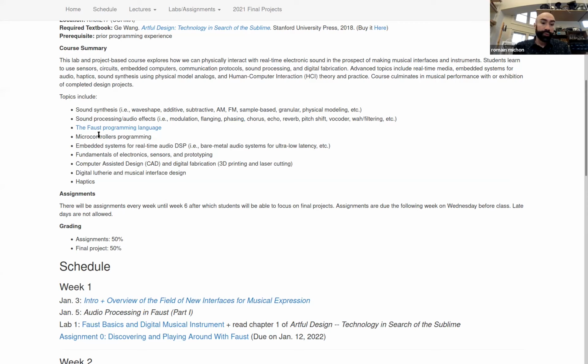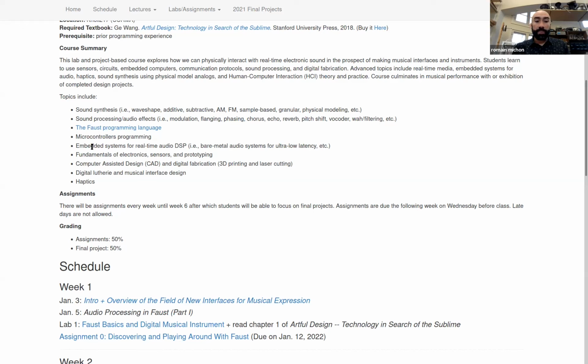We'll talk about microcontroller programming, and mostly we're going to be programming microcontrollers called the Teensies, and you're going to get them as part of the kit, because if you take this class, you get a kit. I'll talk a little bit more about the kit later.